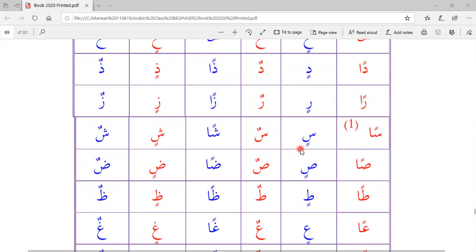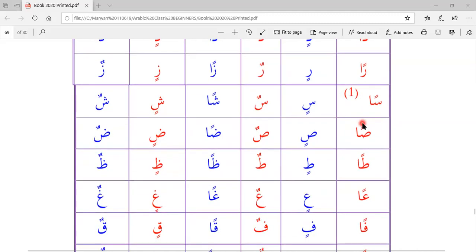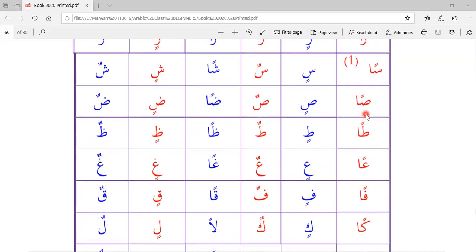Sen, sin, sun. Shen, shin, shun. Son, sin, sun. Don, din, dun. Ton, tin.